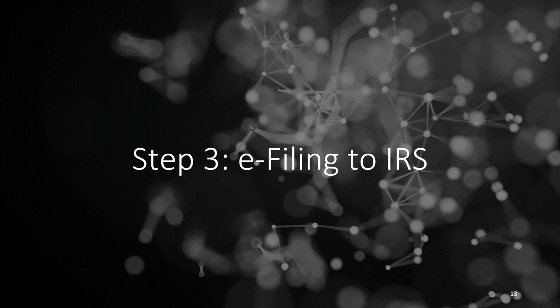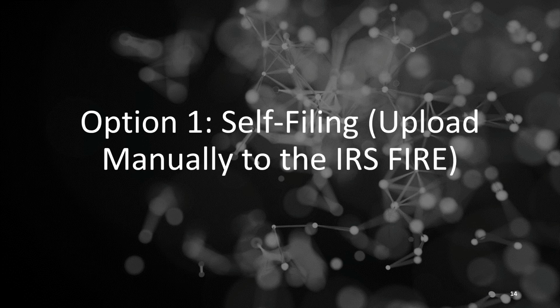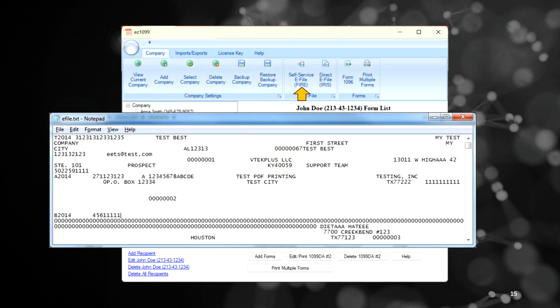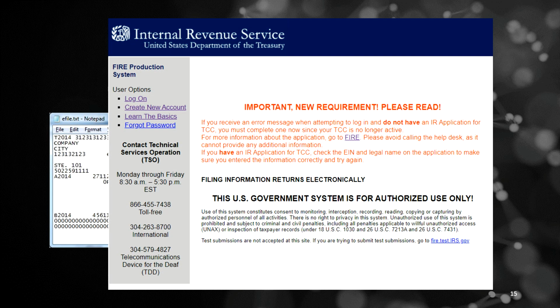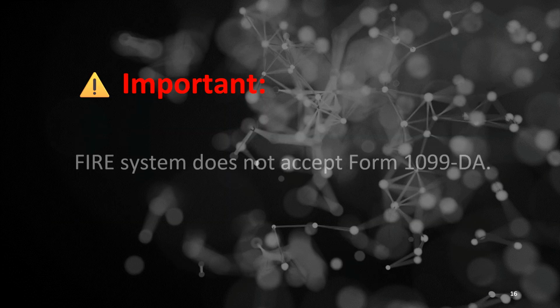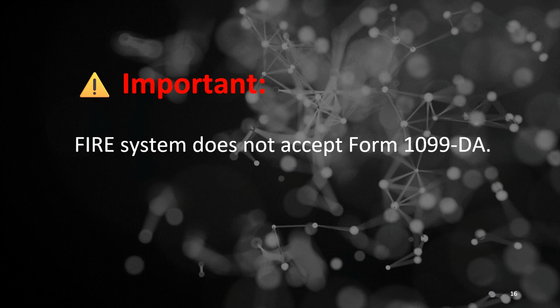Step 3. Submit 1099 and 1096 forms to the IRS. You have two ways to submit your forms. Option 1. Self-filing. Easy 1099 can generate your electronic filing documents for you to upload directly through the IRS file system. Important: the IRS does not accept Form 1099 DA submissions.